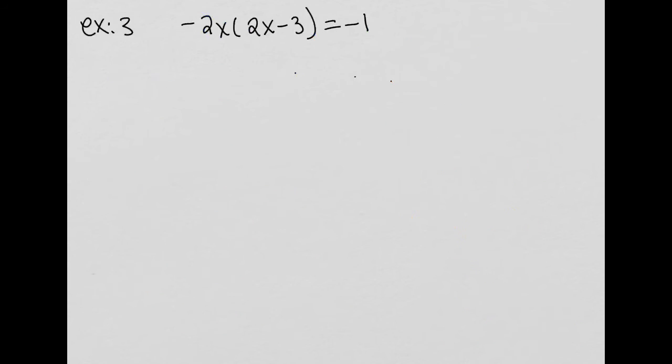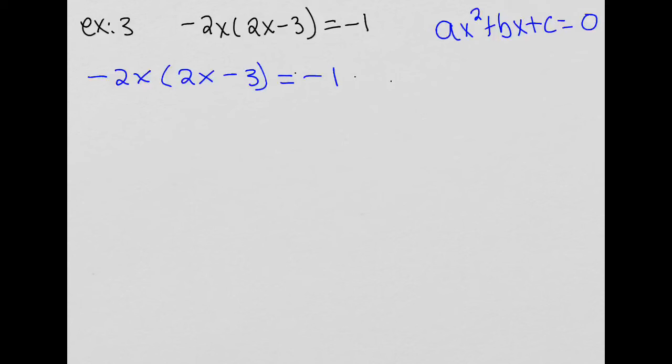Let's see, do we have more examples? Yes, we have one more example. Again, we need to make sure our equation is in standard form. If you notice, this is not in standard form, so I need to rewrite it and set it equal to 0. Go ahead and distribute. Negative 2 times 2x gives me negative 4x squared. Negative 2x times negative 3 gives me positive 6x, equals negative 1. I'm going to add the 1.